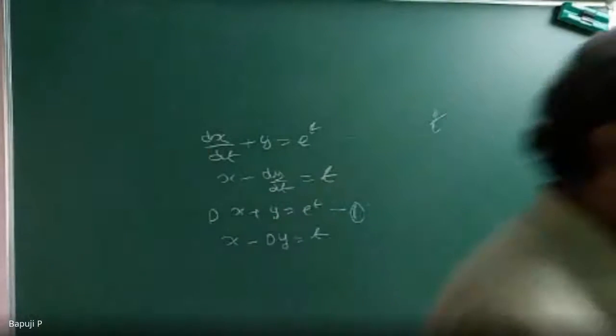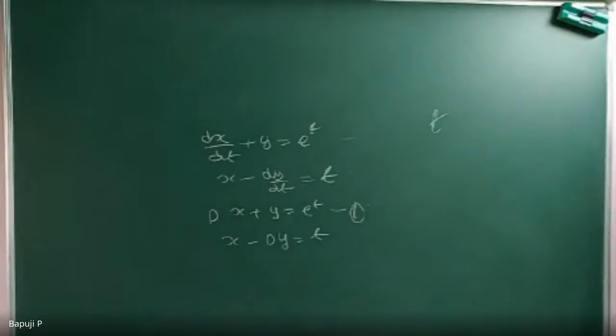Now tell me, I want to solve x is equal to something. If I know x is equal to CF plus PI, same story, then what will I do? Y I will find out. Then how will you do it? Any idea? Tell me. Simultaneously I want to solve. Any one variable I want to remove here. How will I remove it?